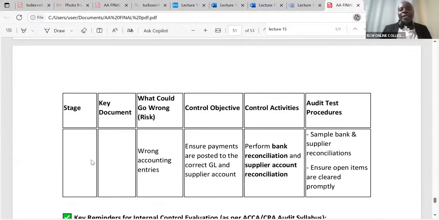So anything else that could go wrong? Wrong accounting entries. The control objective here will be to ensure payments are posted to the correct general ledger and the supplier account. Control activity will be to perform bank reconciliations, because now here we are involved in issues to do with payments. So you do bank reconciliations and supplier account reconciliations. As an auditor, I will obtain sample bank and supplier reconciliations. And of course, always talk about this: ensure open items are cleared promptly.